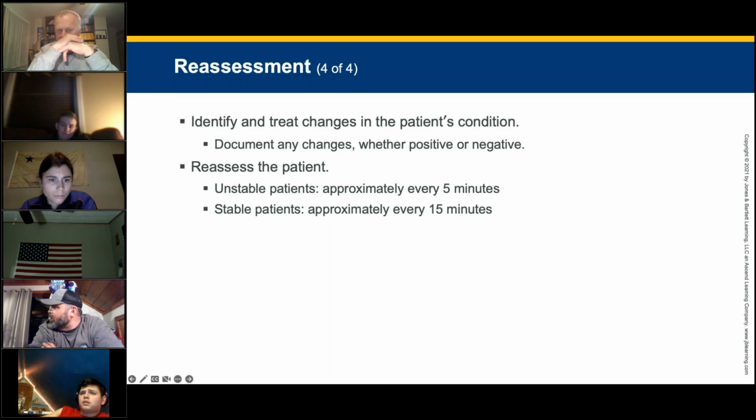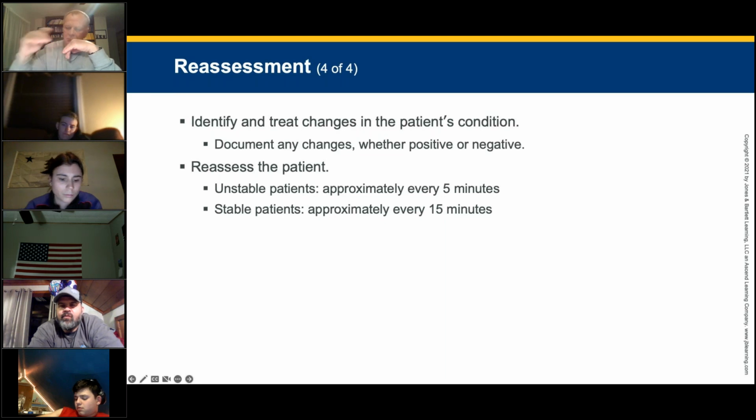Any changes in the patient's condition, you're going to need to identify and treat. And then you're going to want to document them. If you treat a patient and their outcome is negative or they become worse, you still need to document that. So as a general rule, our reassessments for any unstable patients are going to be every 5 minutes, and for stable patients, it's going to be every 15 minutes.